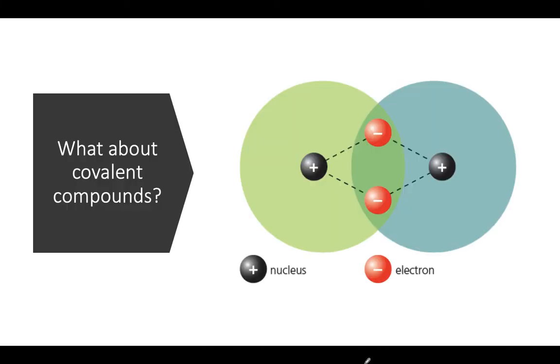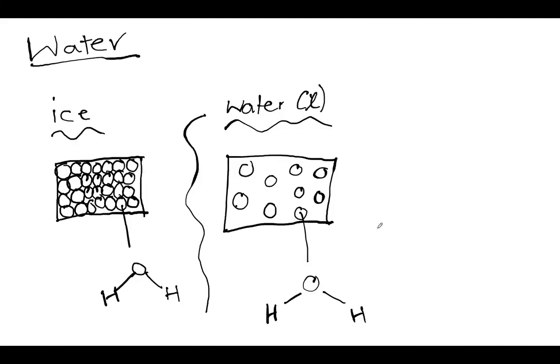Now let's go back very quickly to what I said before. In a covalent compound, these electrons are not free to move, so we cannot conduct electricity. Even though when we melt ice down to water, the water molecules separate out, there's more space between them, the electrons that are being shared between hydrogen and oxygen are still stuck in these bonds. There's no free electrons to move.